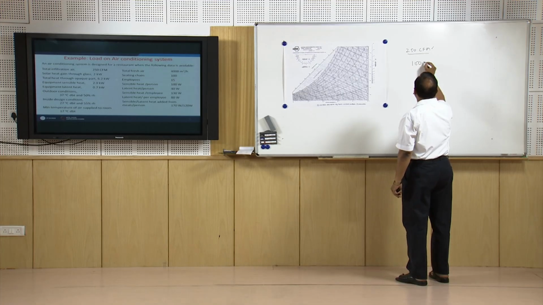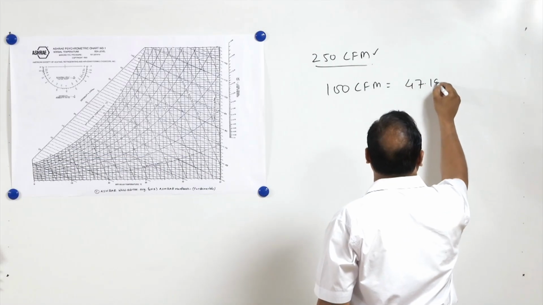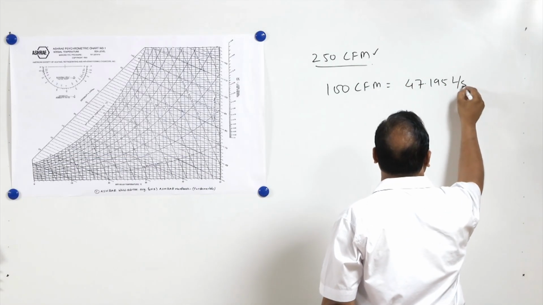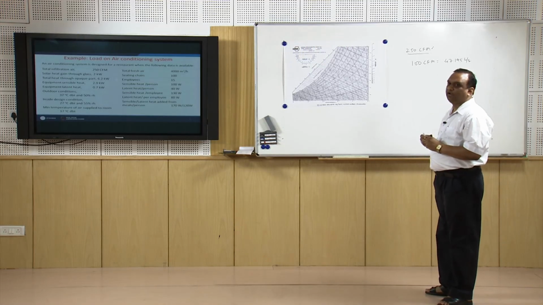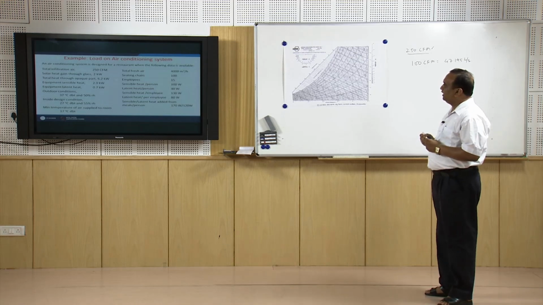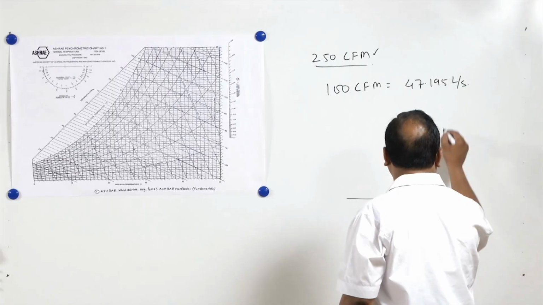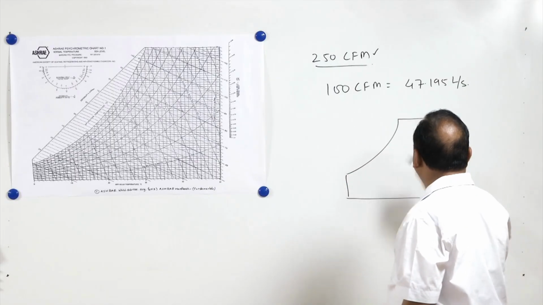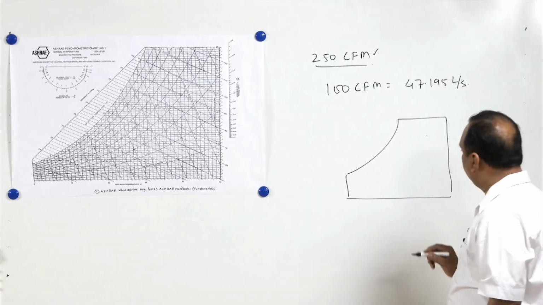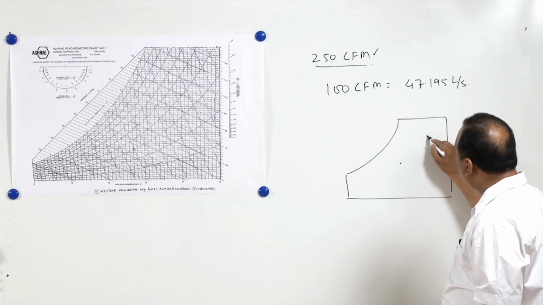100 CFM is equal to 47.195 liters per second. This is the volumetric flow rate of air inside the restaurant. And this air which is entering the restaurant is at ambient condition. This is ambient air which is coming into the restaurant. Now the restaurant is maintained at this temperature and air is coming from the outside.